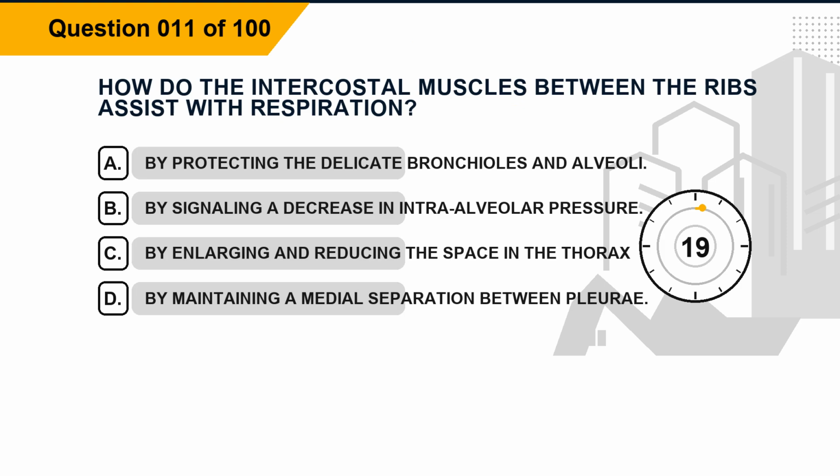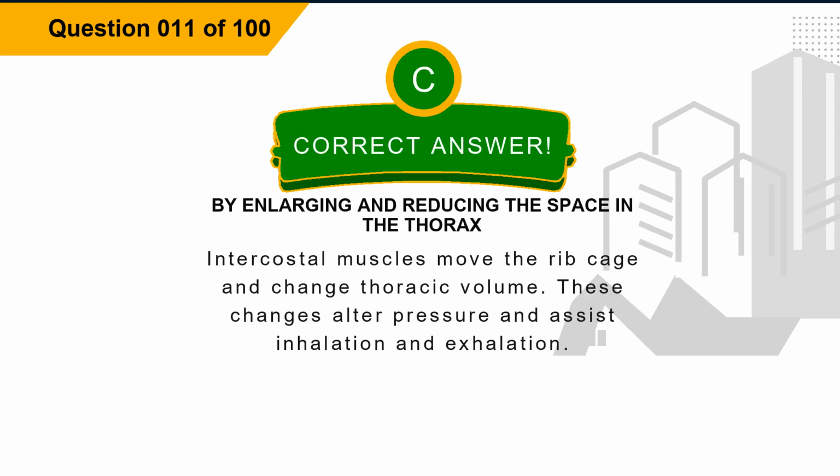Question 11. How do the intercostal muscles between the ribs assist with respiration? Option A, by protecting the delicate bronchioles and alveoli. Option B, by signaling a decrease in intraalveolar pressure. Option C, by enlarging and reducing the space in the thorax. Option D, by maintaining a medial separation between pleurae. The correct answer is option C, by enlarging and reducing the space in the thorax. Explanation. Intercostal muscles move the rib cage and change thoracic volume. These changes alter pressure and assist inhalation and exhalation.